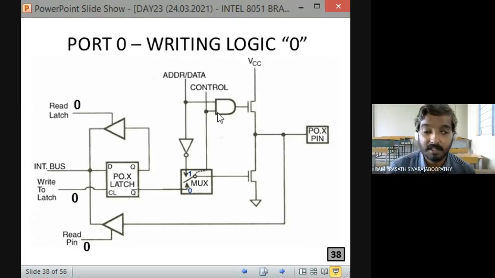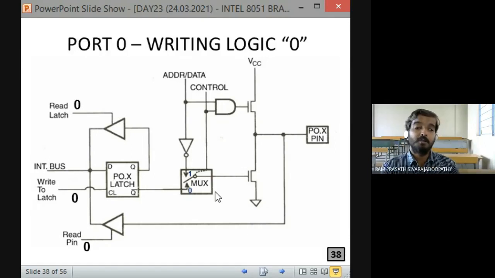Shall we start with the working? Generally, when I am doing IO operation, the control line must be 0. What logic is the control line? 0. Why? During port input output operation, we have said that port 0 has an alternate function, right? So that is why this multiplexer is there. Similarly to what I told for port 1, this is only 1 bit of port 0. The other 7 bits will be the same as this. There are 7 more such circuits for port 0.